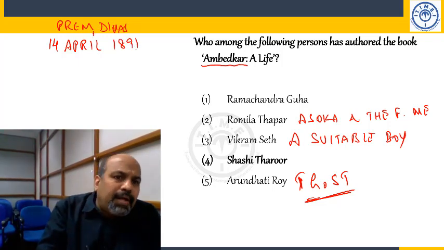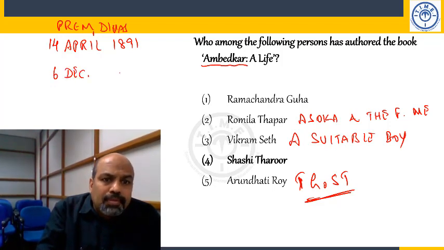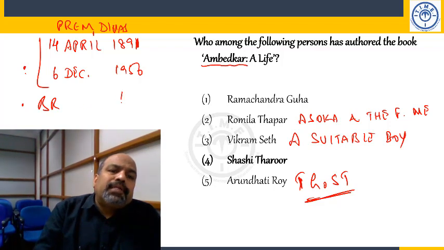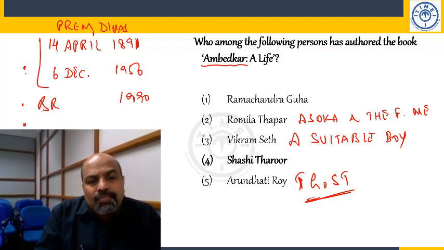(1891), and he passed away on 6th December 1956. Okay. He received the Bharat Ratna in 1990, posthumously, my friends. Sad. Such people had not been recognized in their lifetime.